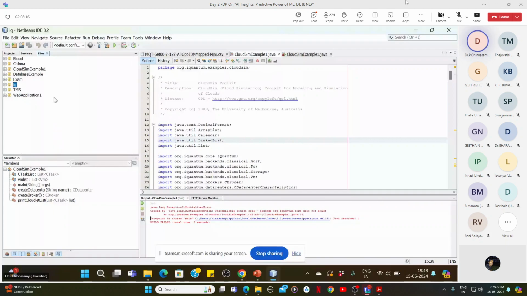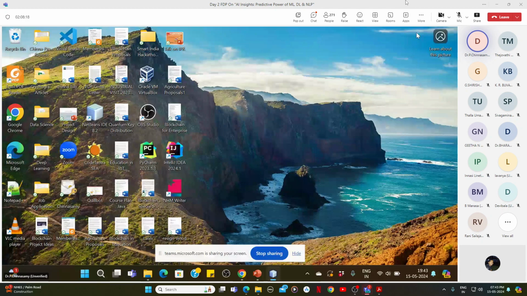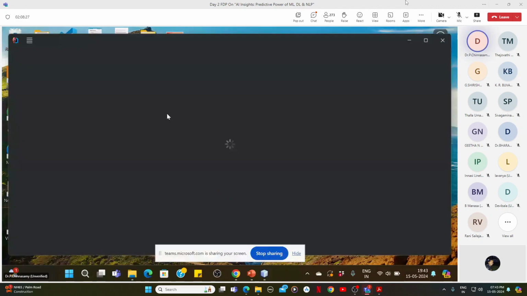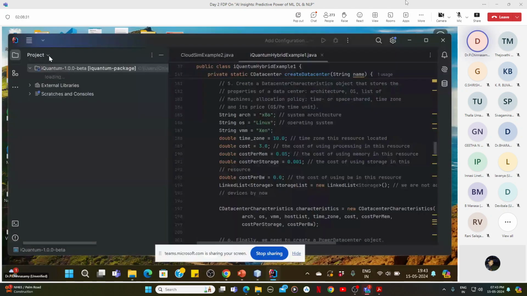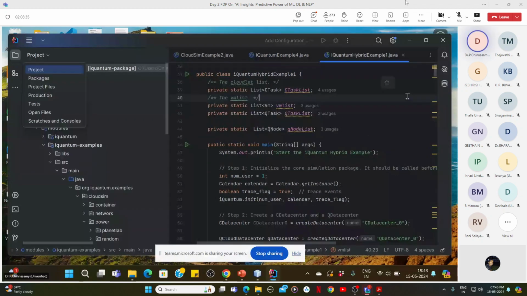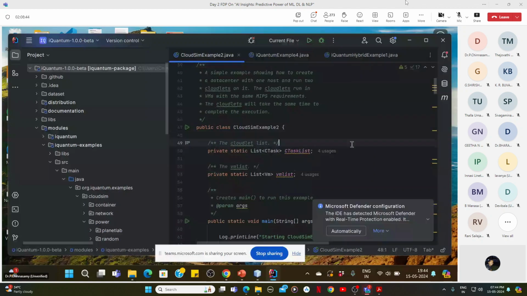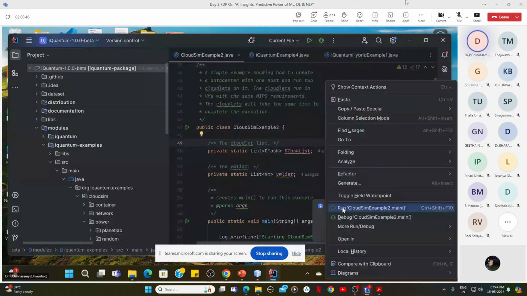One more software I have is the IntelliJ IDE, where I also tried the configurations. Here I have a project, and here it will be executable. It has the same set of models and the same set of configurations, right? I'm going to right click it and run the important file.